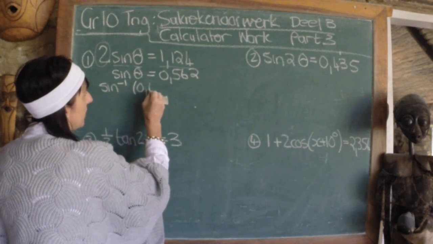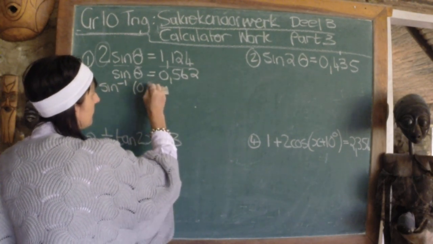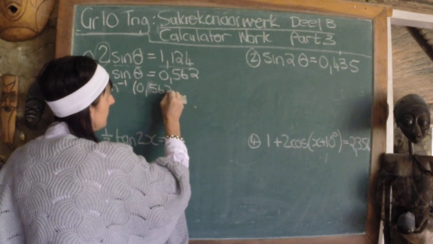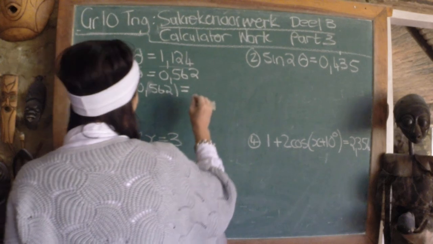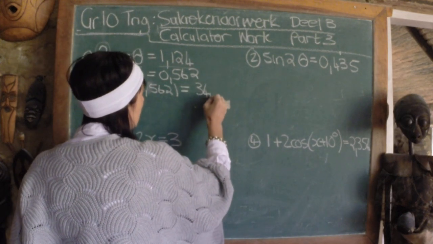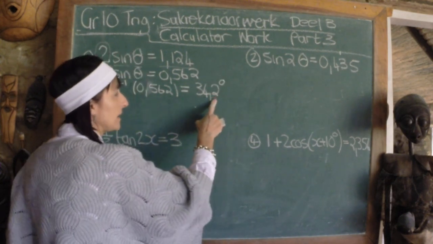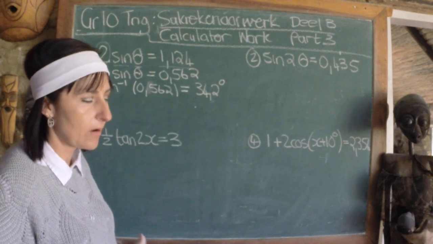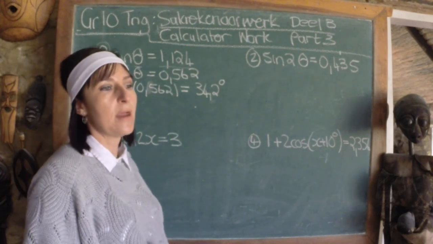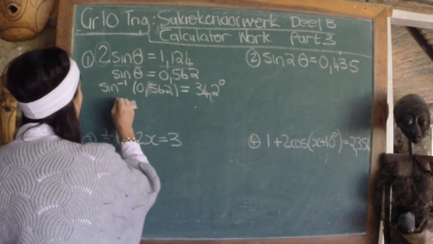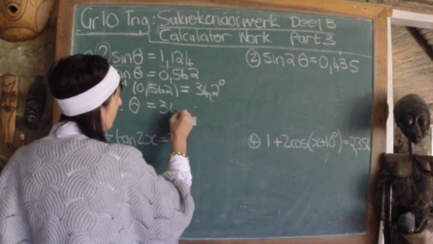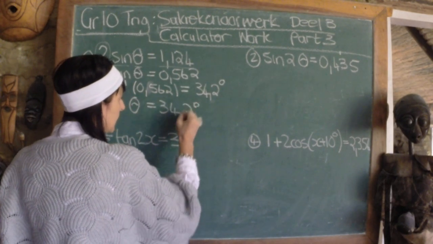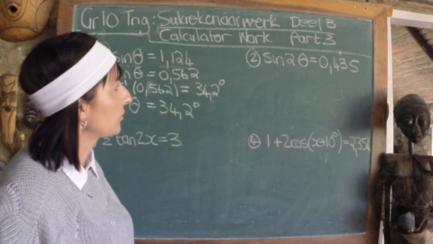I key in my ratio. And the answer I'm getting there must be 34,2 degrees. I am still rounding off to just 1 place, because that is what is asked. Round only 1 decimal place. So therefore, the answer of theta equals 34,2 degrees.